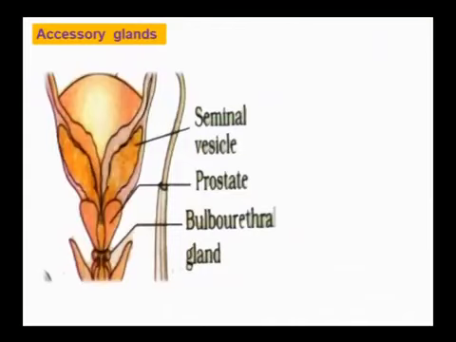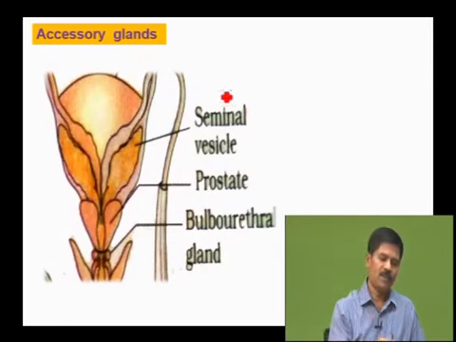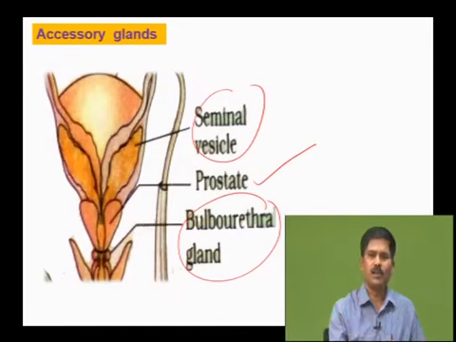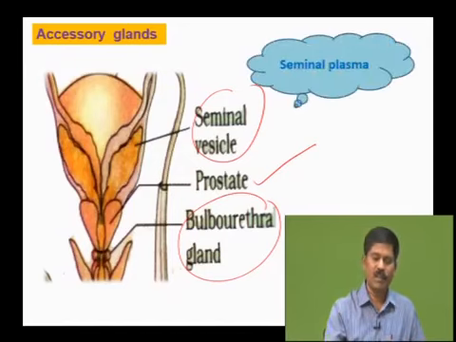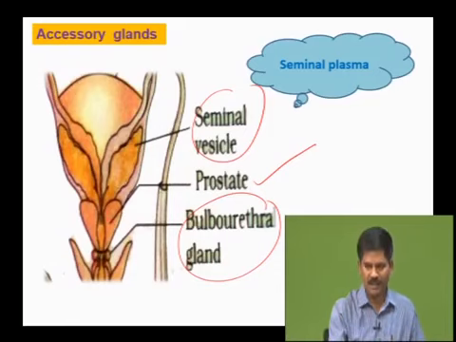Coming to accessory glands. Accessory glands of the male reproductive system include a pair of seminal vesicles, a prostate gland, and a pair of bulbourethral glands, also called Cowper's glands. The secretions of these glands are called seminal plasma. Seminal plasma is mixed with sperms in the duct system.